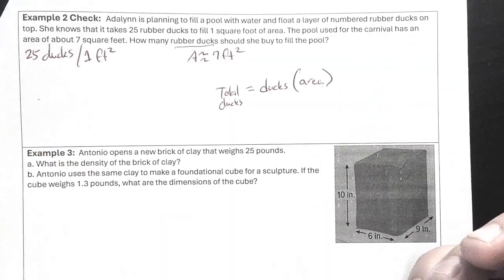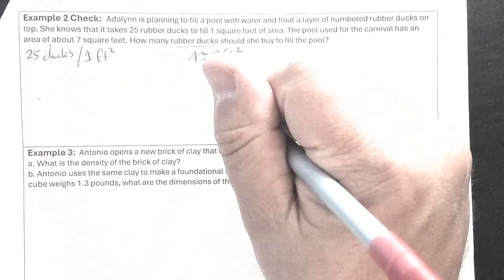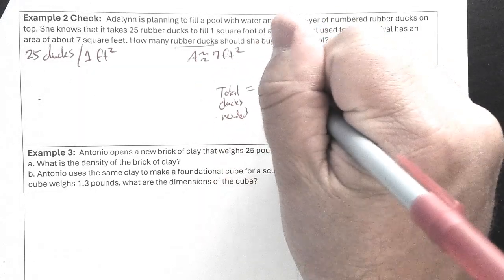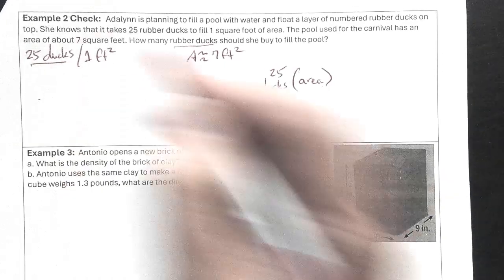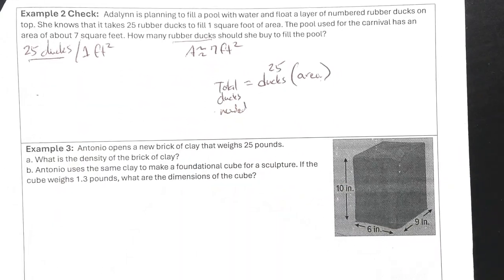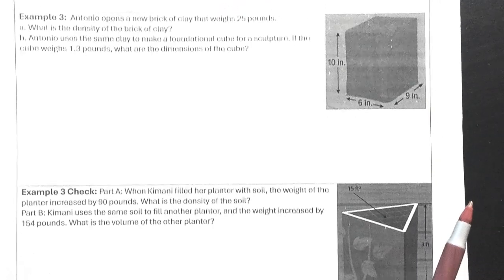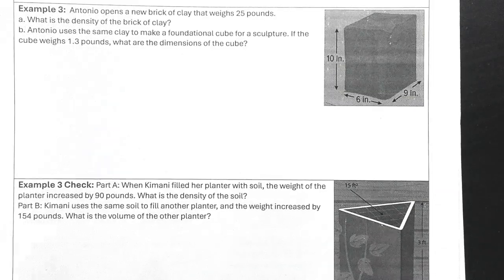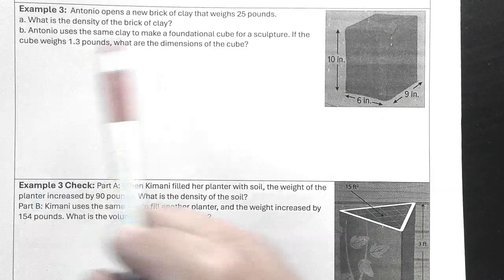Well, I worded that a little wrong. So it's the total ducks needed. So it's going to be the 25 ducks, and then however much the area was in square feet. Hint: if you're still listening, not just taking notes, you'll hear that it's simply 7 times 25. You have 7 square feet, 25 per square foot, so just multiply the two numbers. Easy peasy.